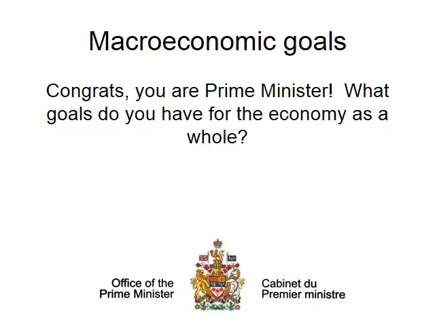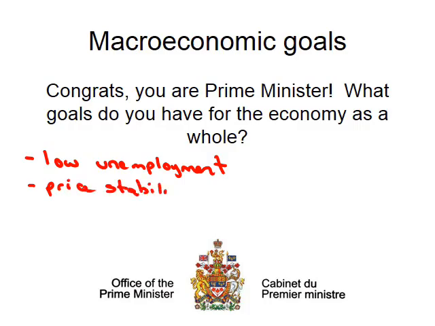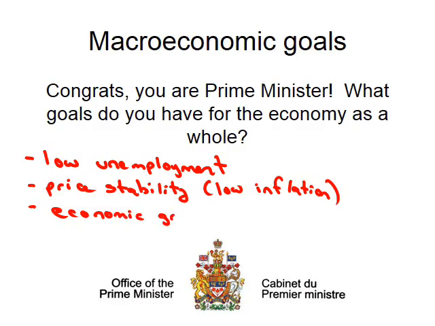When we look at the major macroeconomic goals, and this would make sense for a Prime Minister to have them as well, we'd be looking at things like low unemployment, price stability, meaning low rate of inflation, and economic growth. Of course, we may have other macroeconomic goals, but those tend to be the main three.